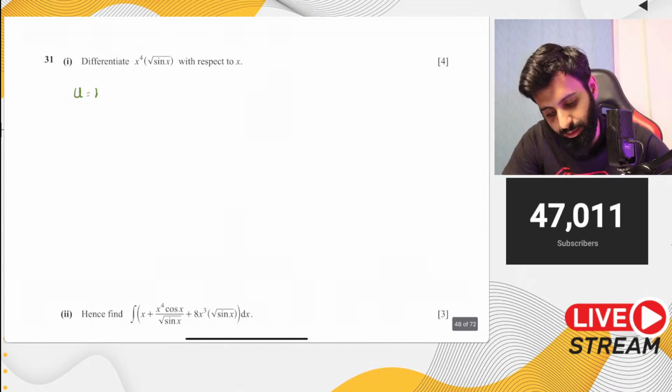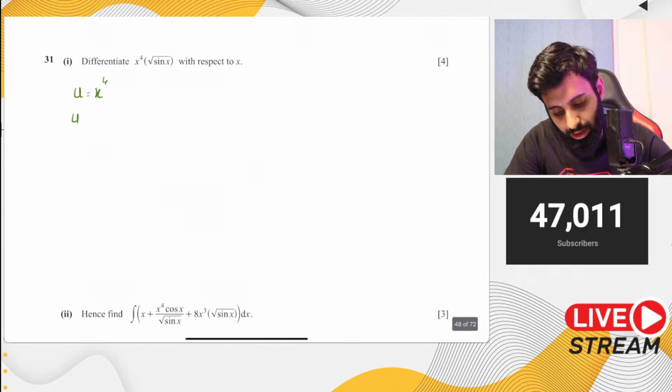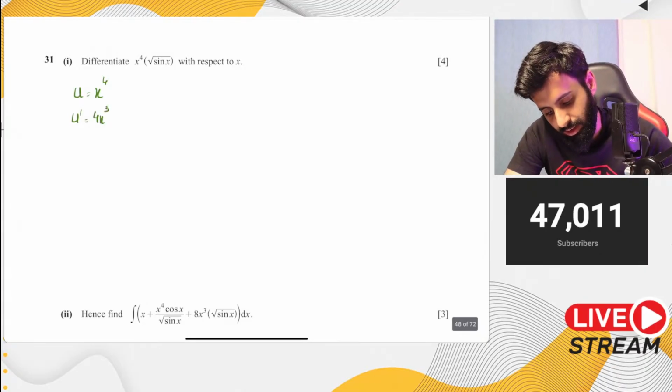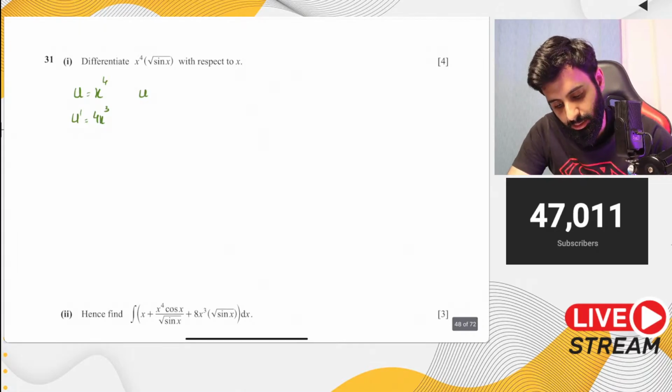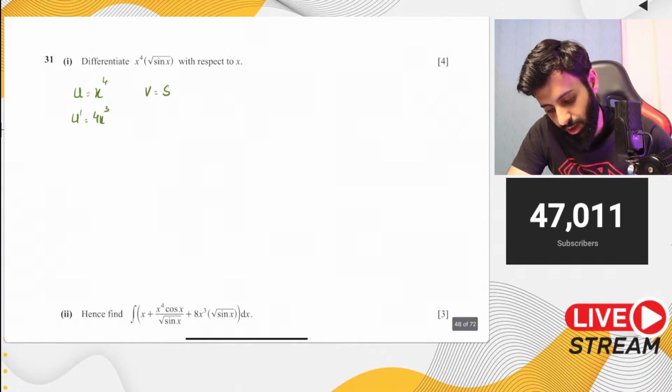chain rule. So it comes in rates of change. Okay, I know what you're calling chain rule. So this becomes 4x cube. Now v is basically equal to sine to the power of half x.